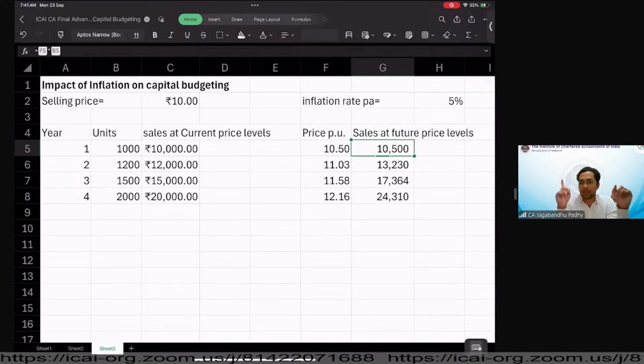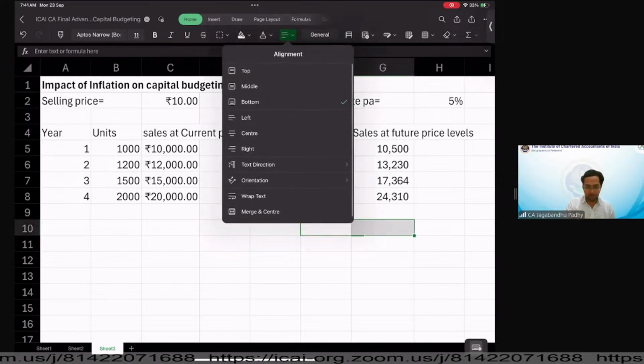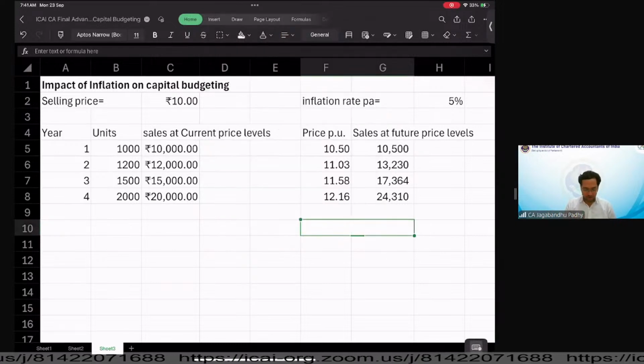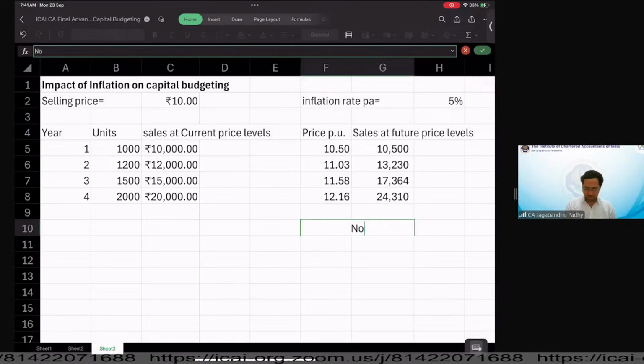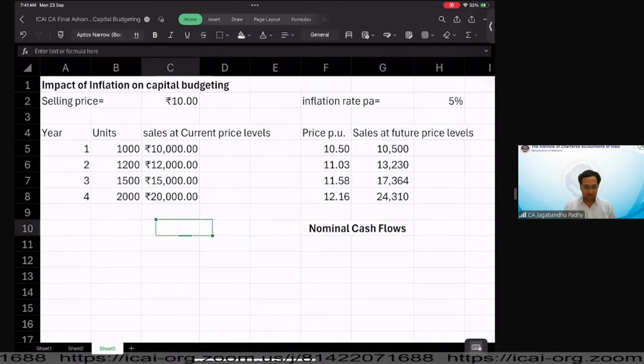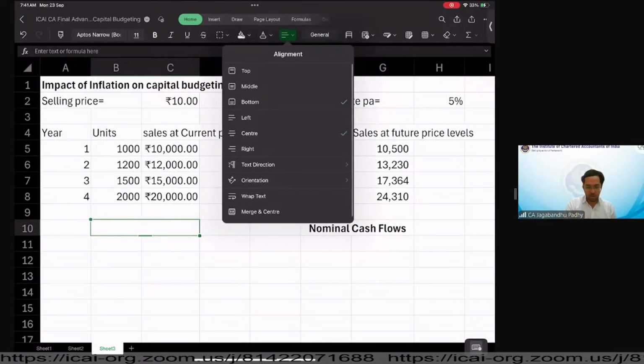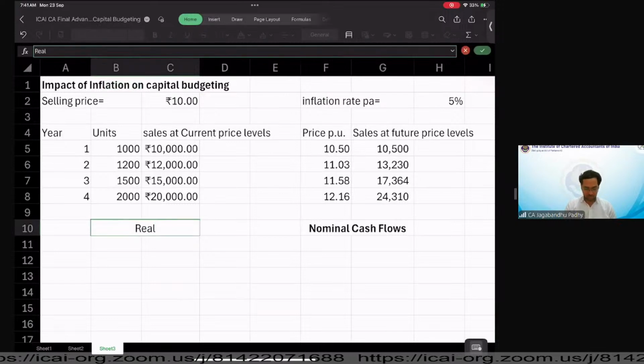Some of you are still not getting into that idea. See, real cash flow means in current value terms, right? This set of cash flows that we have is called nominal cash flows. They're the nominal cash flows. Whereas on the other side, these cash flows that we have are called real cash flows.